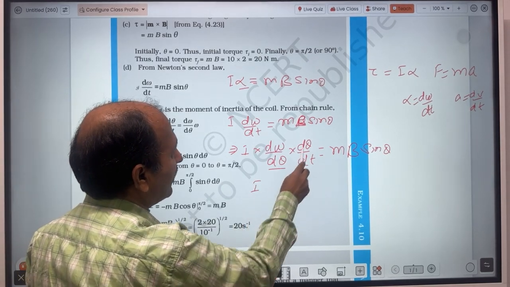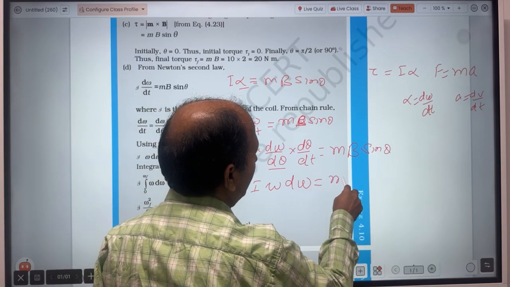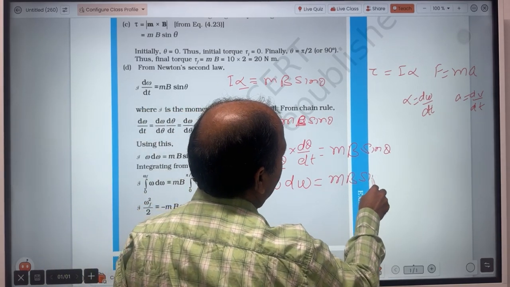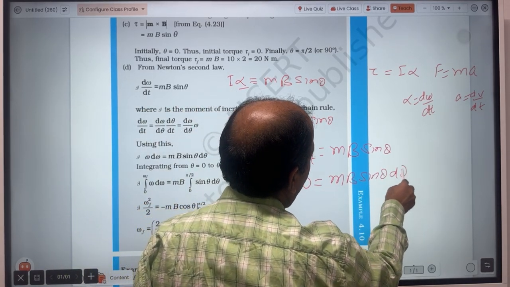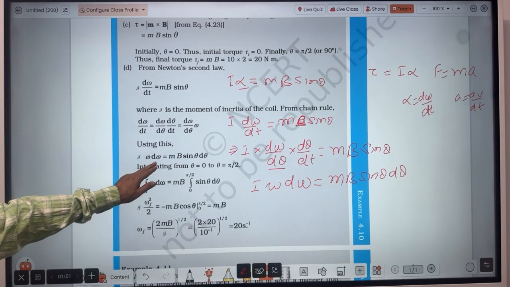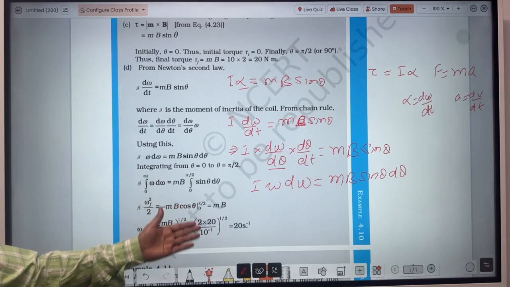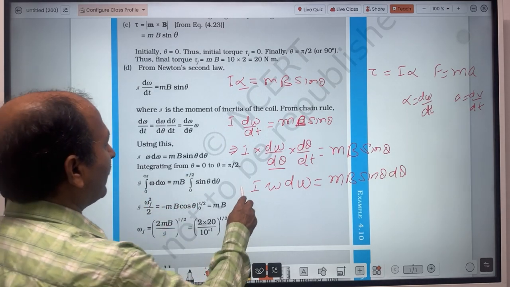Now, d theta by dt, if you remember, is omega, and you can shift this d theta to the RHS. So you will get I omega d omega equal to MB sine theta d theta, right? So you have reached up to here: I omega d omega equal to MB sine theta d theta. Now what is left? You can integrate it.